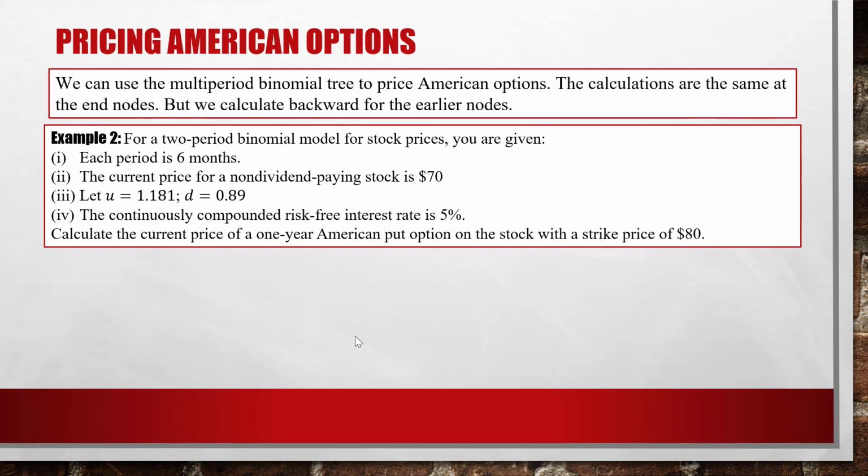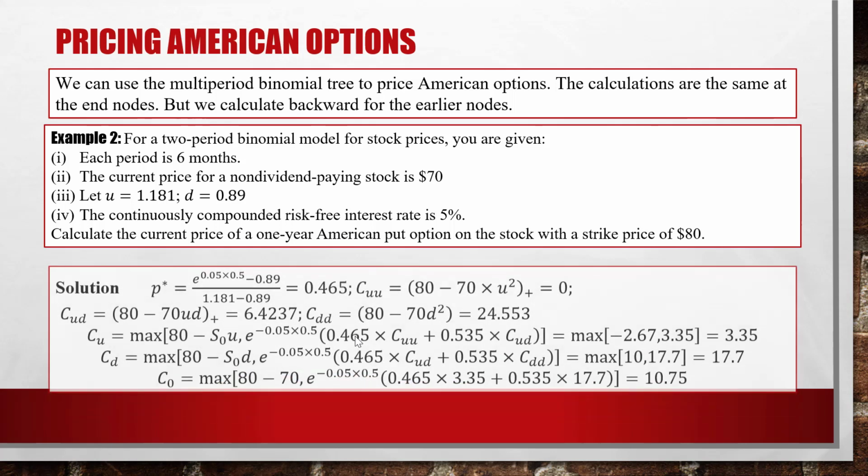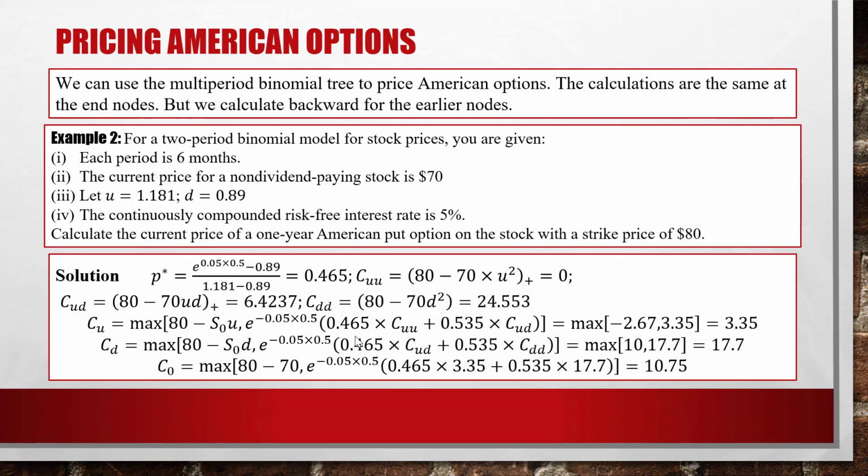So remember, no matter whether we're working on European option or American option, we have to first calculate the end nodes. Here the end nodes are the same for both American option and European option. B star, the probability of moving up, is (e^(0.05 times 0.5) minus 0.89) over (1.181 minus 0.89), which is 0.465.